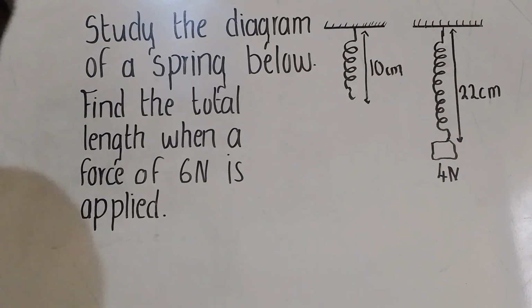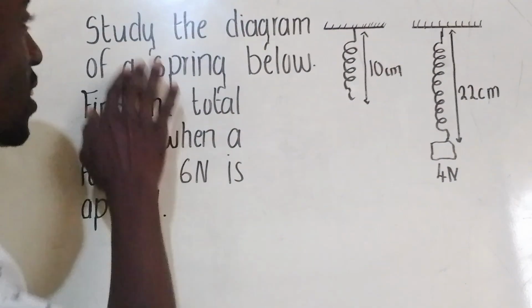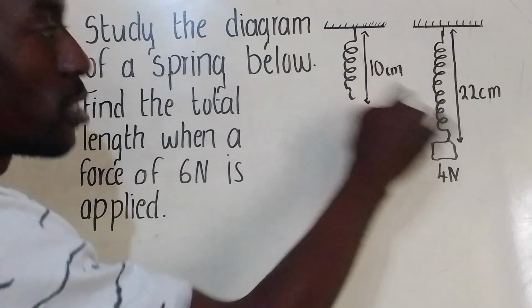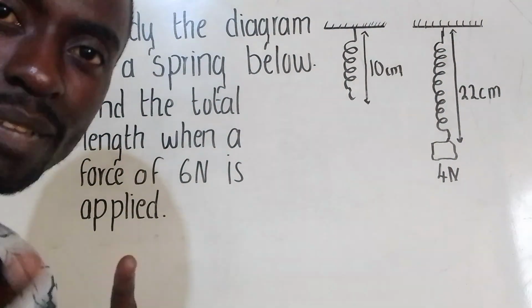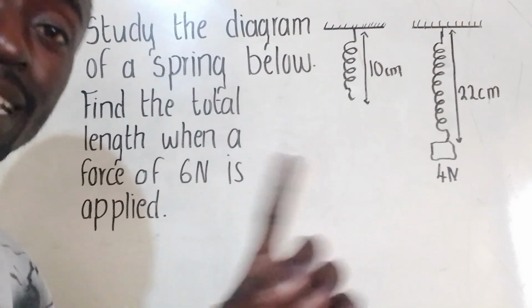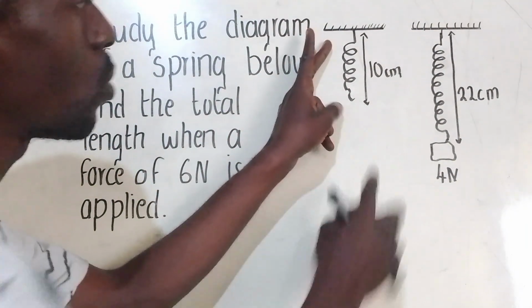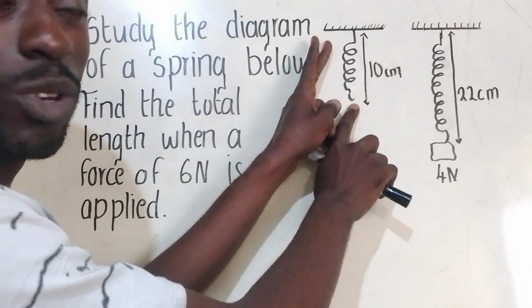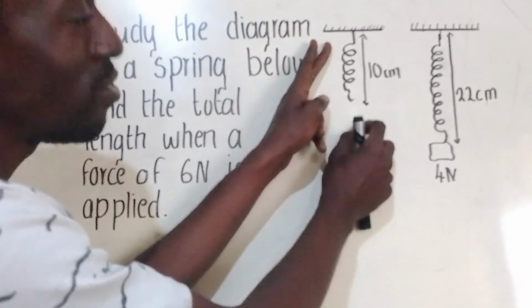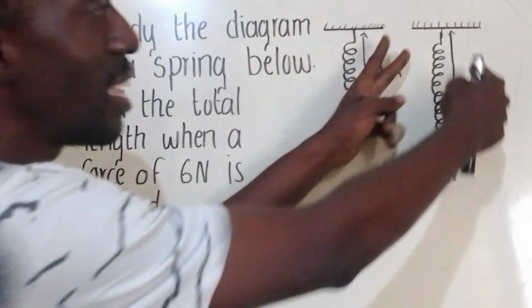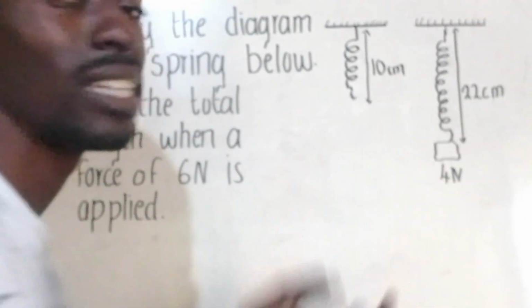Okay, so we have a physics question that says study the diagram of a spring below. This spring you are seeing here, in simple terms, is just one spring, okay? This is when it is showing when there was nothing, meaning no load there. Now, after a load was applied, the extension, which is the length, increased.